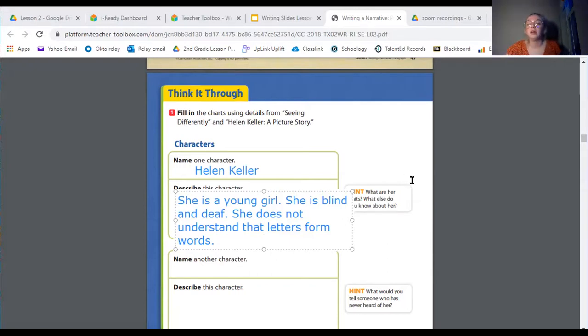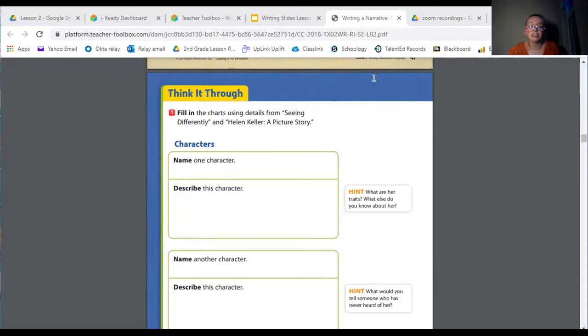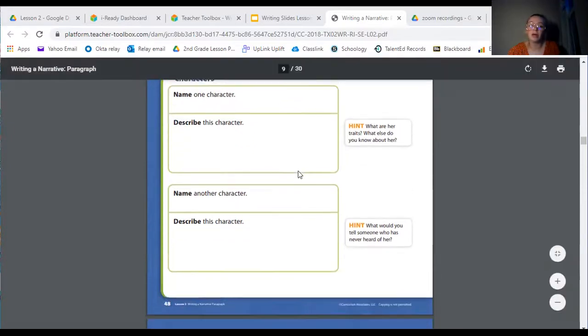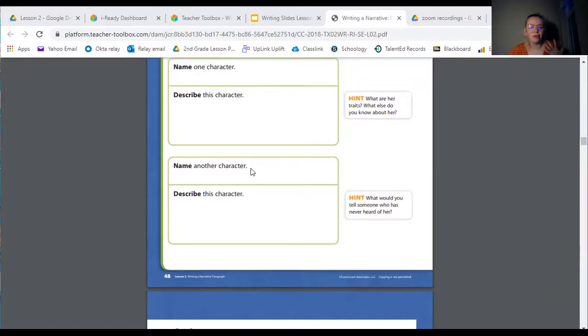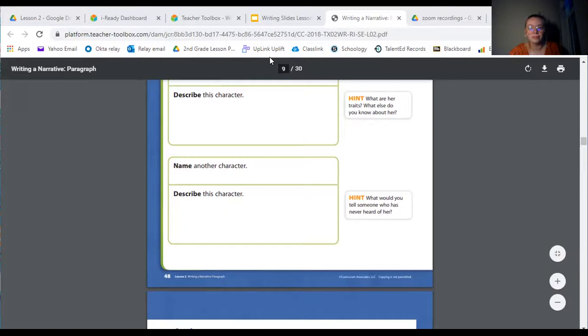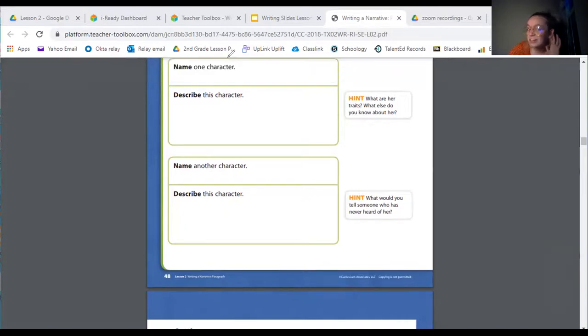All right. So hopefully you have written everything down. I have to clear my annotation so we can move on to the second box. It says, name another character. Well, who's the only other character we read about? What'd you say? Oh, that's right. It's Anne Sullivan. So let's write her name down. And it says, describe this character. Hint, what would you tell someone who has never heard of her?